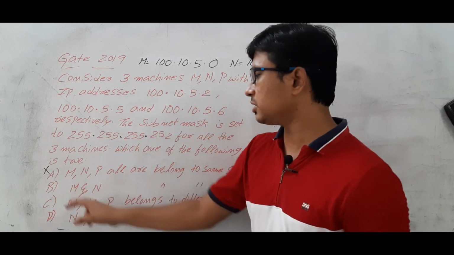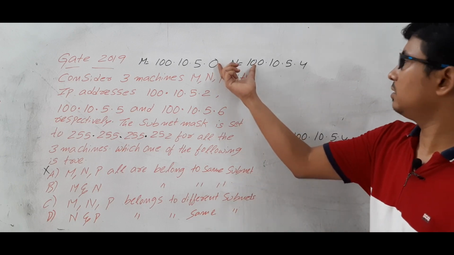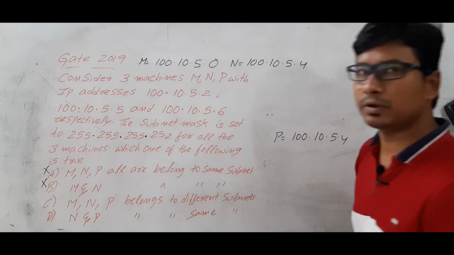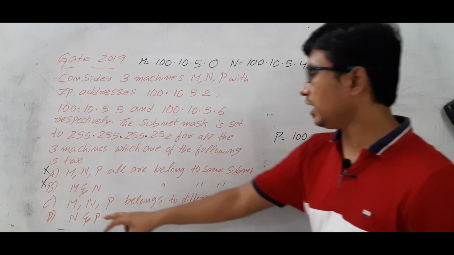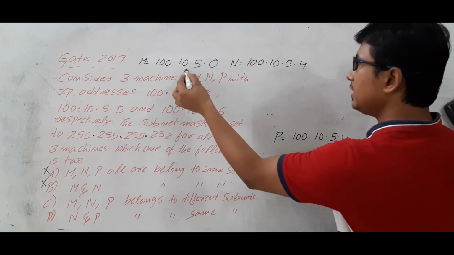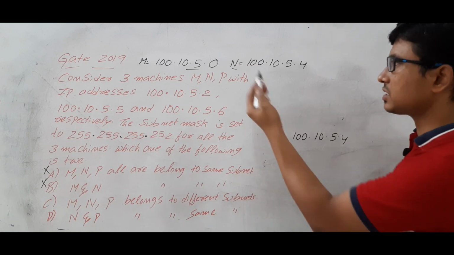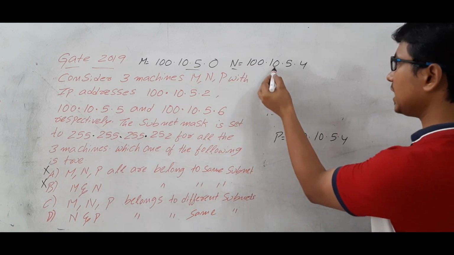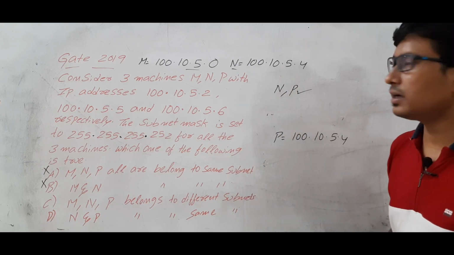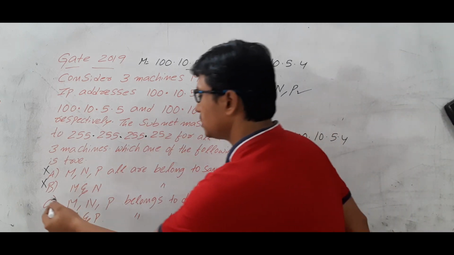Now what is option B saying? M and N belong to the same subnet. No, it is wrong. So option B is also not correct because they belong to different subnets. Option C says M, N, P belong to different subnets. M and N I will accept because their subnet IDs we got are different. But N and P are the same. Will you accept it or not? Because for both we got the value 100.10.5.4 only. So even option C is not correct.